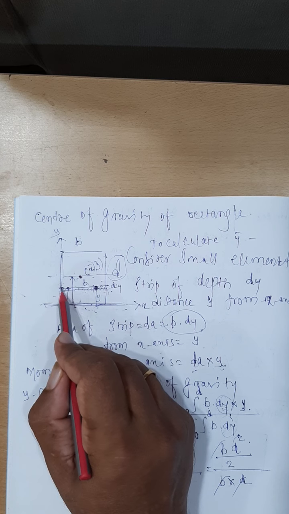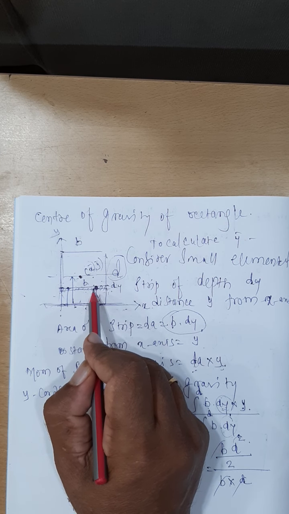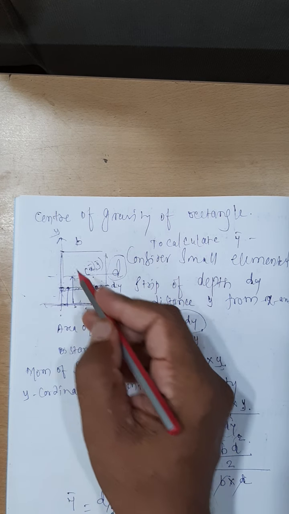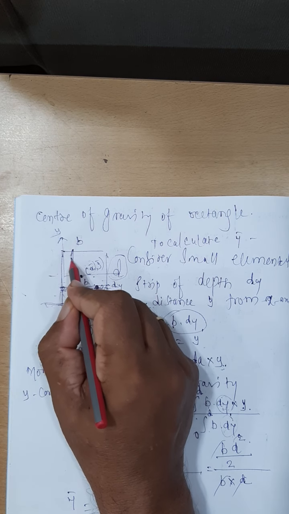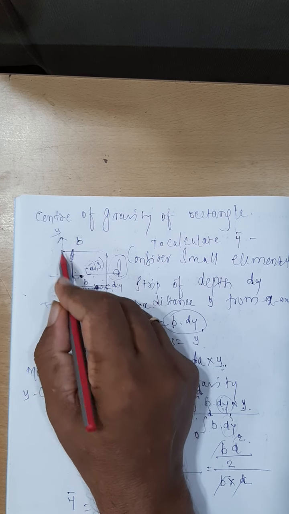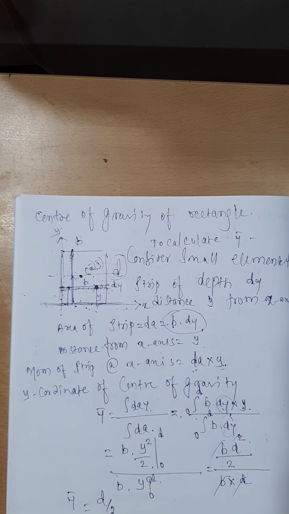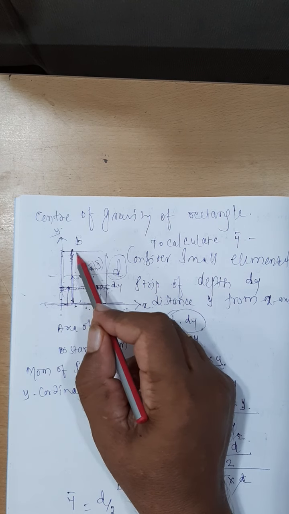What is the value of its x bar? The x value of this small elemental strip is not fixed. That is why, to calculate the value of x bar, I need to consider a strip like this, which is located at a fixed distance from the y line. Then only I can take the moment. The problem will become easy. Otherwise, the problem will become tedious.